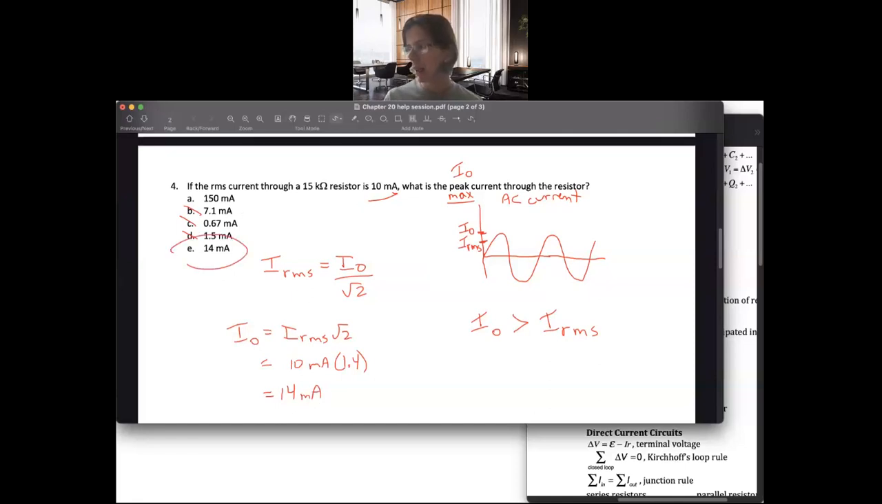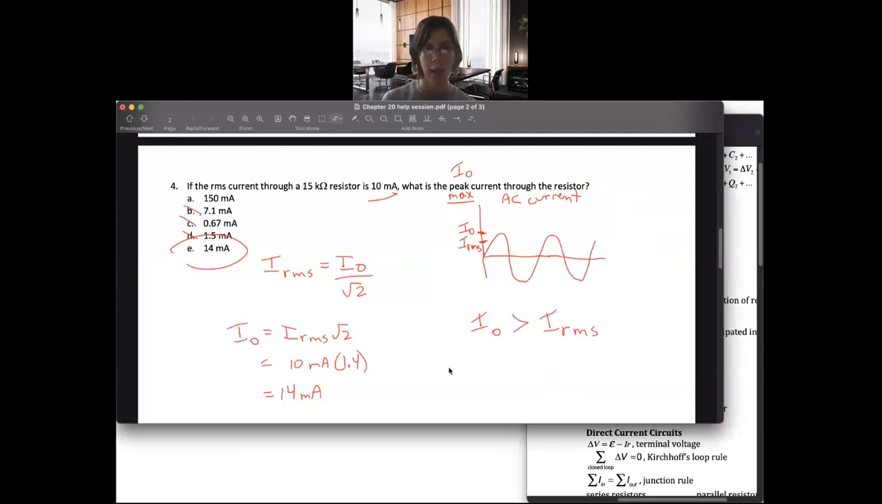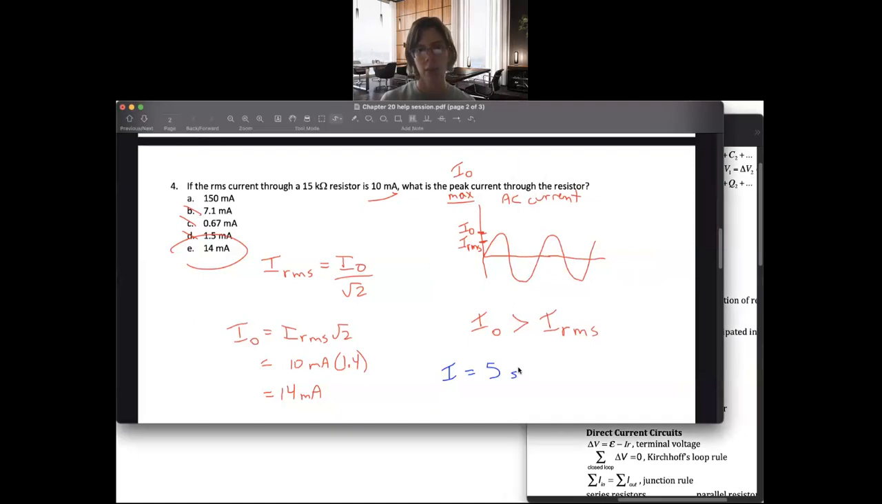All right, let me see if I can think of anything else conceptual here. The only other conceptual thing is just to understand the difference. Because AC current is alternating like that, it is represented with a sine wave. And so that means that sometimes you might be given a function, like I equals 5 sine of 4t. You might be given a function like this.